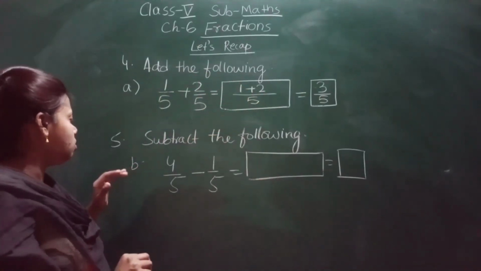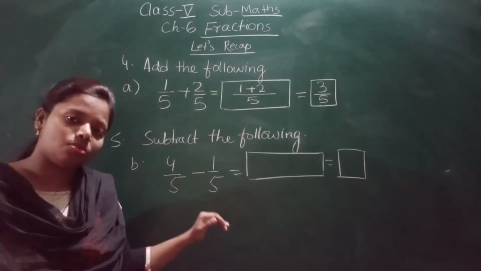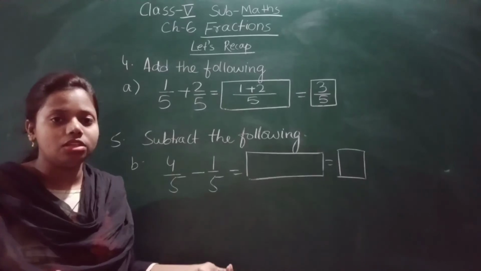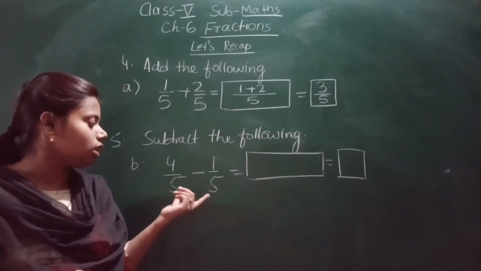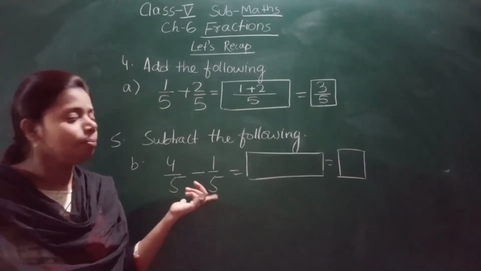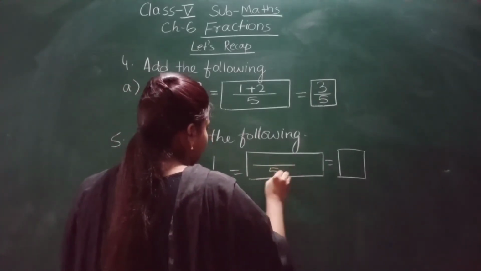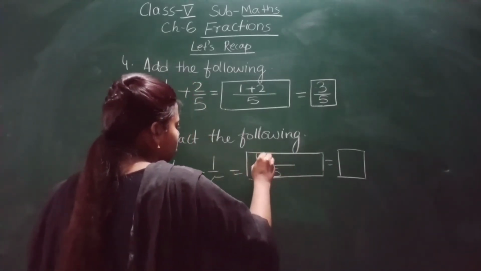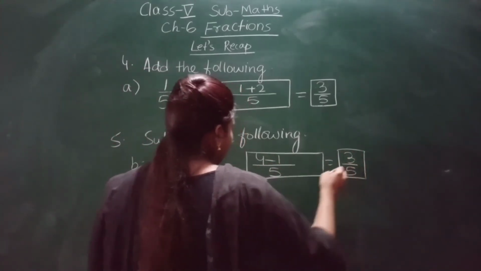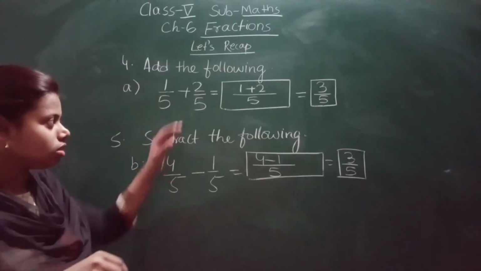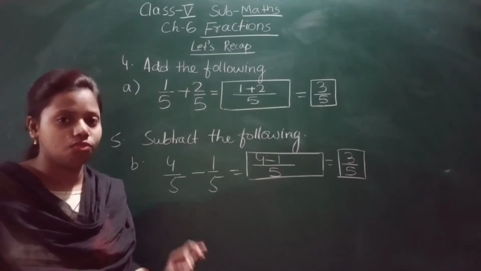Now let us see question number 5, subtract the following. In this case we are going to subtract. In subtraction also the same thing is there, when you see the denominator is same, you will keep the denominator once and you will subtract the numerators. The same way, 5 here, and what is given on the numerator? 4 minus 1. So 4 minus 1 is 3 by 5. So that is the answer. You will use this only when the denominator is same.